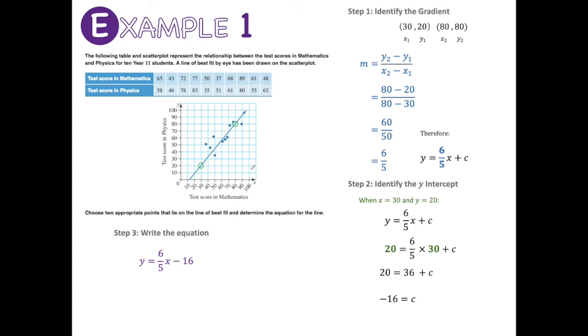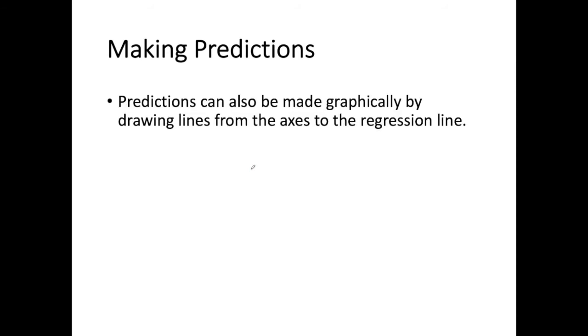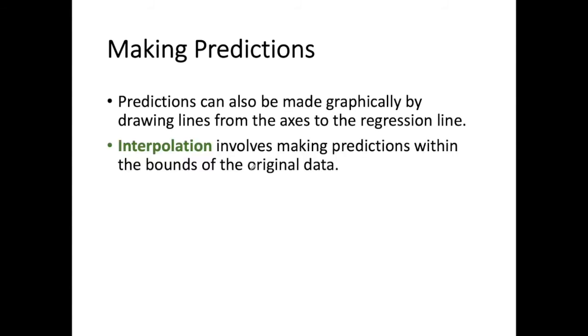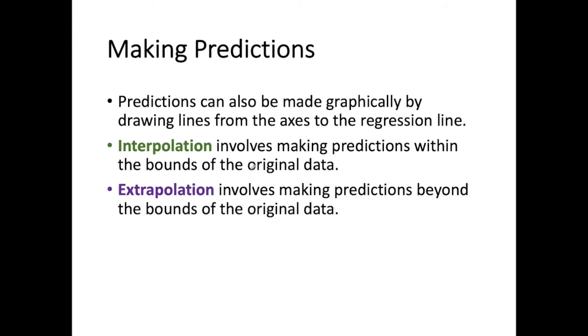One thing you can do with this line of best fit is to use it to make predictions. Predictions can also be made graphically by drawing lines from the axis up to the line of best fit, or the regression line, to see where they form the data points along the axes. There are a couple of types of predictions that you can make. Interpolation involves making predictions within the boundaries of the original data. So where the dots are on the scatter plot will be interpolation. Extrapolation involves making predictions beyond the bounds of the original data. So you're making a prediction where you haven't got any dots on your scatter plot.